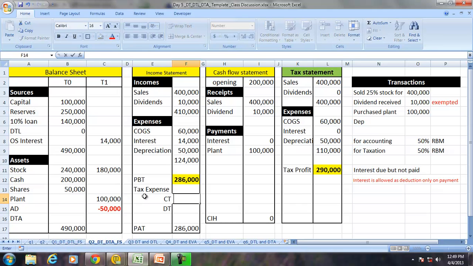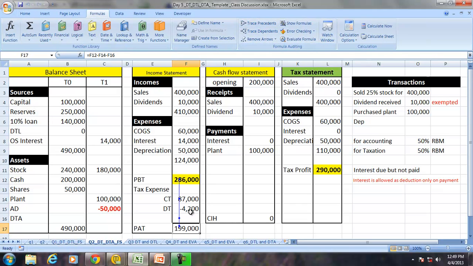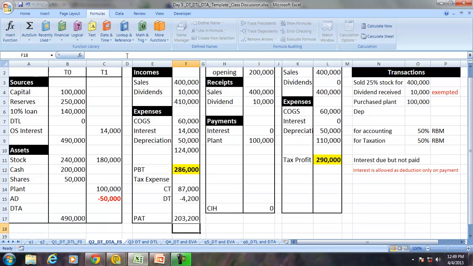The current tax is paid on the taxable profit, so 0.30. Let us assume the tax rate to be 30%, and the deferred tax is the tax effect of the timing difference, and the timing difference is the interest. So in this case, there is a negative deferred tax, and PAT will be PBT minus CT and minus DT.